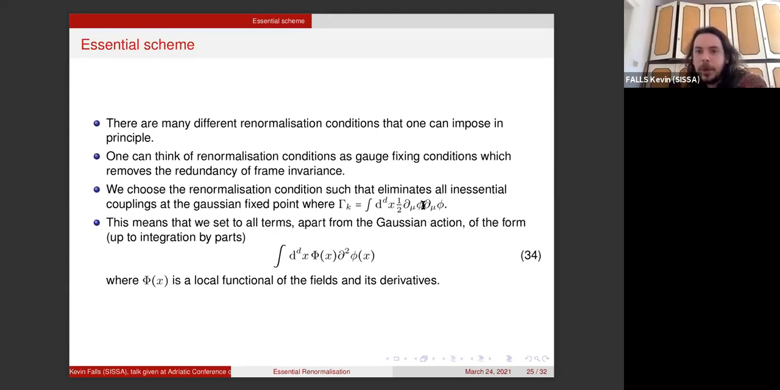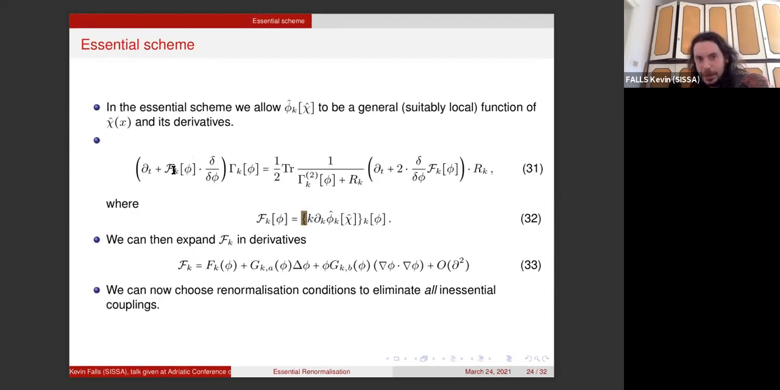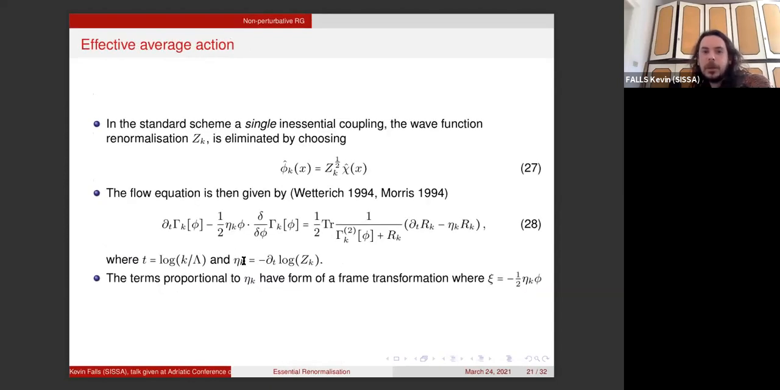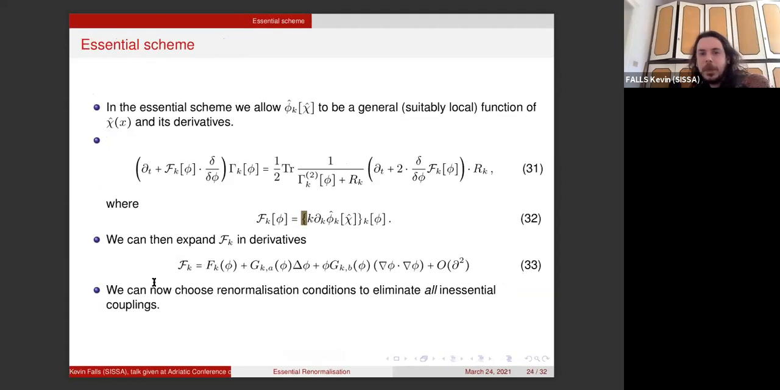So if we do this, this means that apart from this term in the action, which will get normalized with the 1/2, we then remove any terms of this form, where now this capital phi can be any operator which is suitably local in the fields. So all of these terms will then not appear in the ansatz for the effective action. And then we solve the flow equation under this renormalization condition, and this will determine all these functions f and g as functions of the remaining coupling constants. Previously, we would just get the equations for the single eta. Now the eta is replaced by this functional expression given by f.